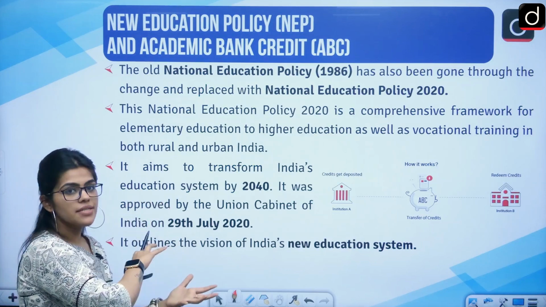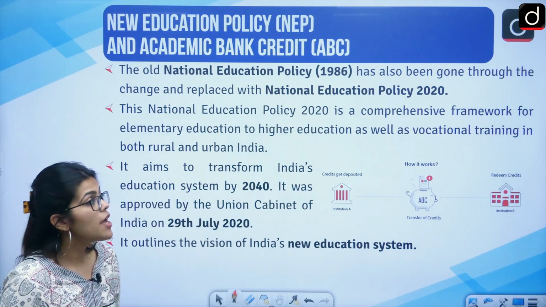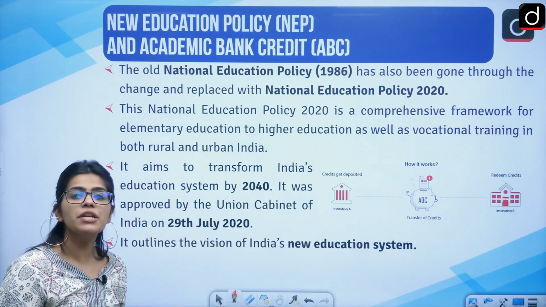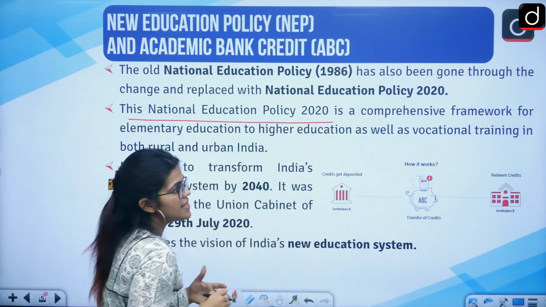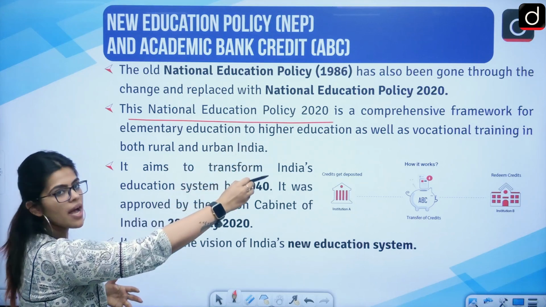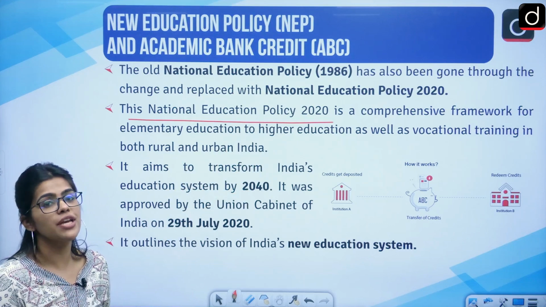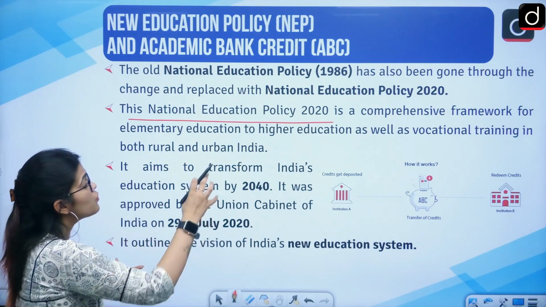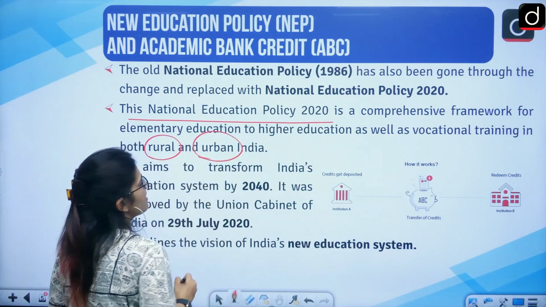So the old national education policy that was seen in 1986 was replaced by NEP 2020. NEP 2020 is a more comprehensive policy, a comprehensive framework for the elementary education to the higher education, and it talks about the vocationalization of the education as well. It talks about vocational training both at the rural level and at the urban level also.